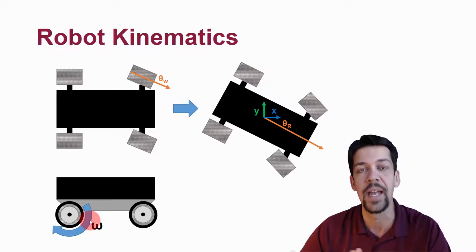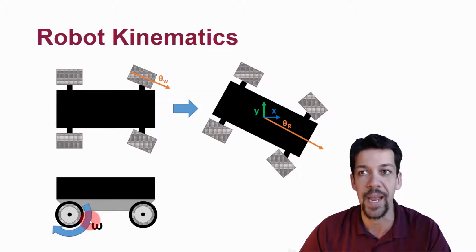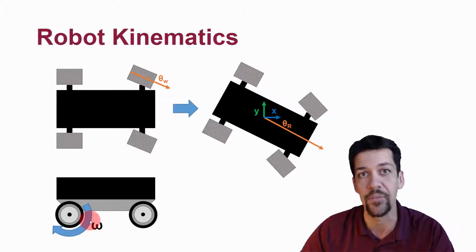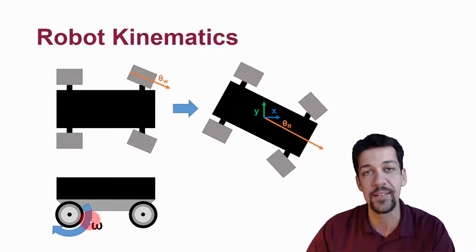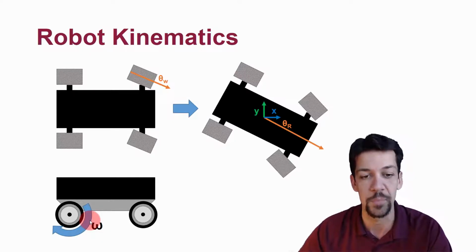And we can use this as a predictor for how the robot is going to move through the environment, and we can use it backwards to figure out what commands we need to send to the robot in order to get it into a specific position.